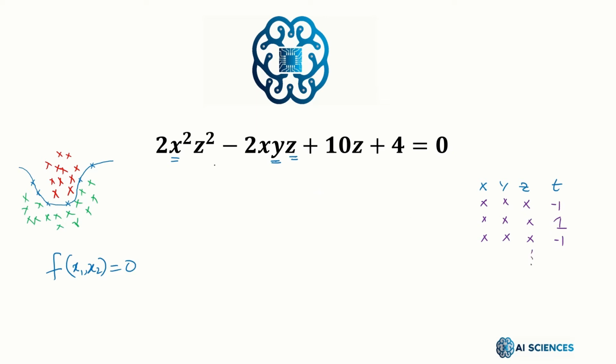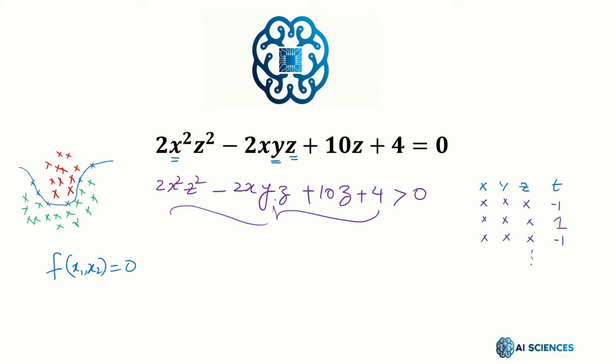Suppose you have fit a particular model, and the model you fit looks like this: 2x²z² − 2xyz + 10z + 4. This model gives a positive score, so this number stays positive for any feature that belongs to, let's say, class 1. And this score becomes negative if that sample belongs to class -1.